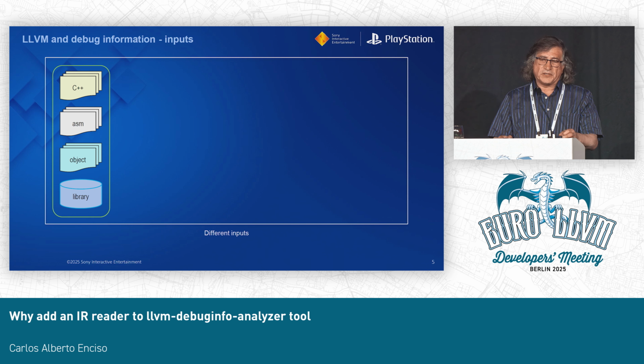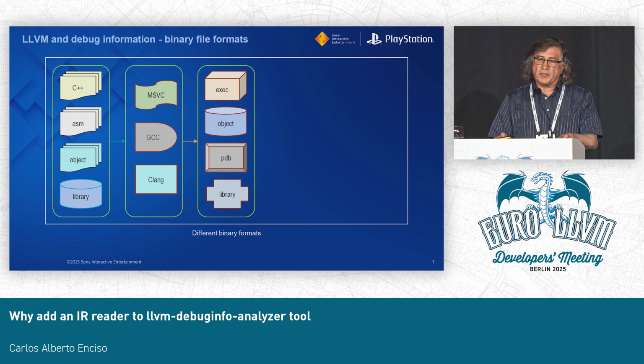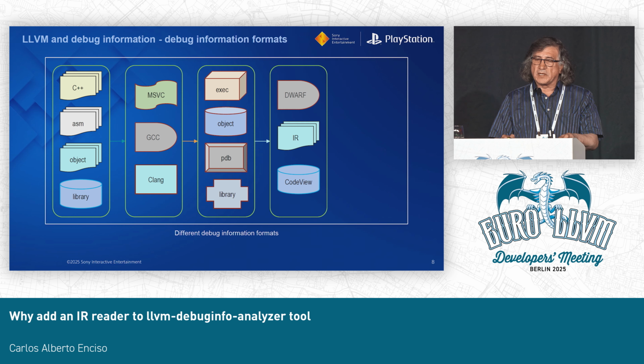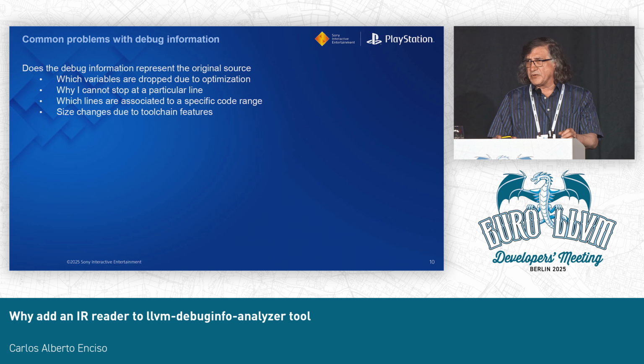LLVM and debug information. It accepts different inputs, different tool chains, different binary file formats, different debug information formats, and different information tools to print the debug info. Common problems with debug info: Does the debug info represent the original source code? Which variables are dropped due to optimization? Why can I not stop at a particular line, etc.